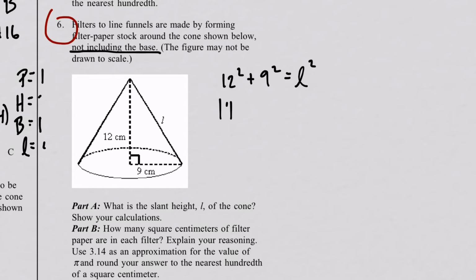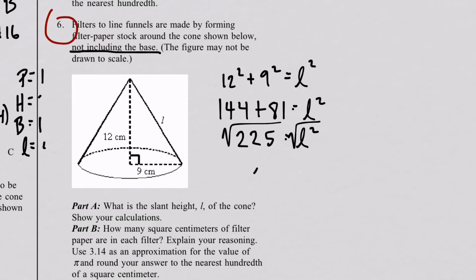12 squared is 144, 9 squared is 81, equals L squared. 144 plus 81 is 225. And then you can just take the square root of both sides to find that L is equal to 15. That's part A.